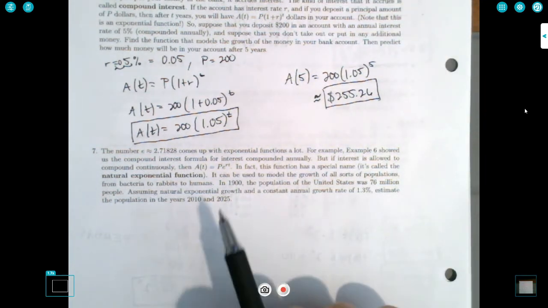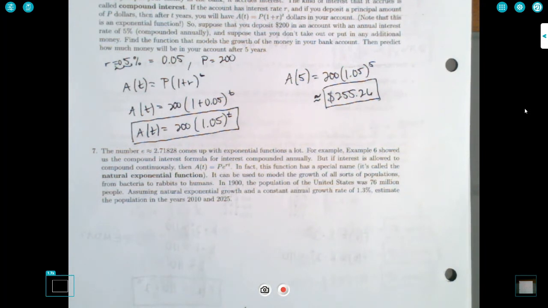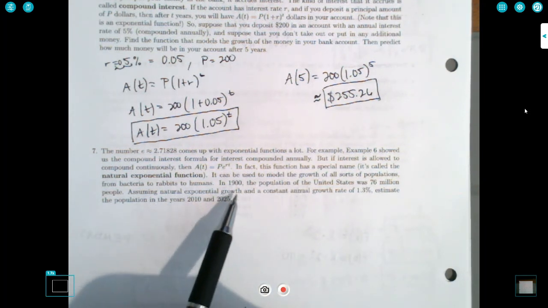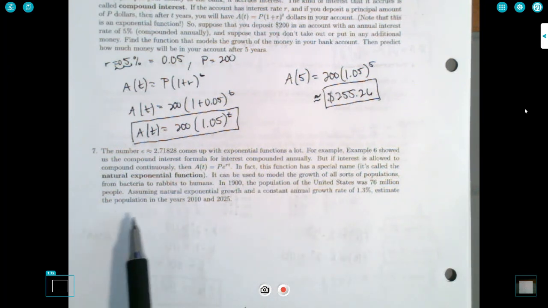So let's give an example. In 1900, the population of the United States was 76 million people. Assuming natural exponential growth and a constant annual growth rate of 1.3%, estimate the population in the years 2010 and 2025.